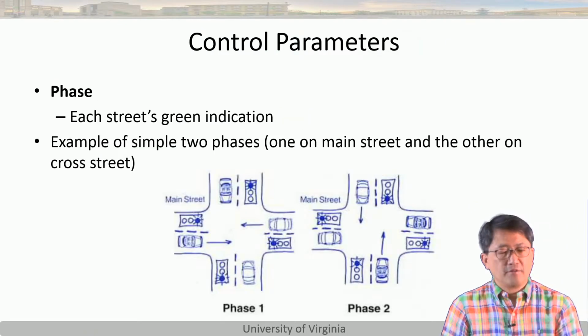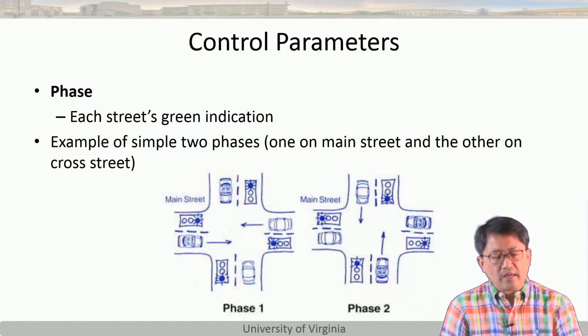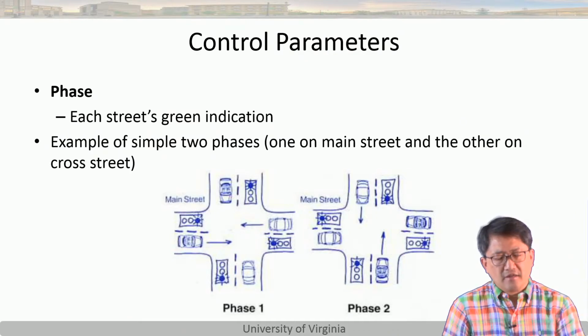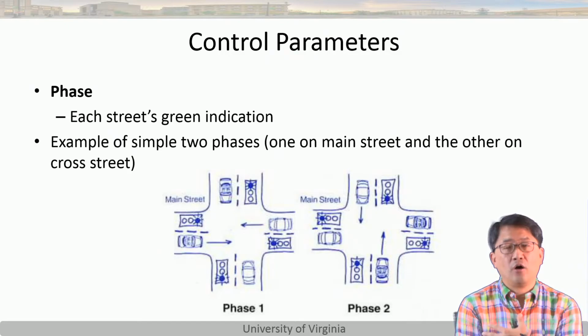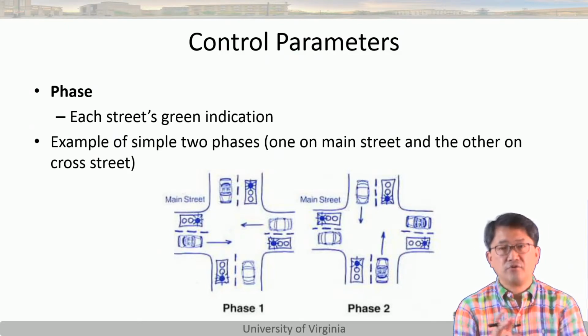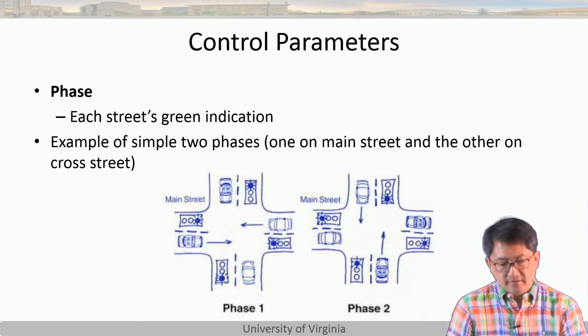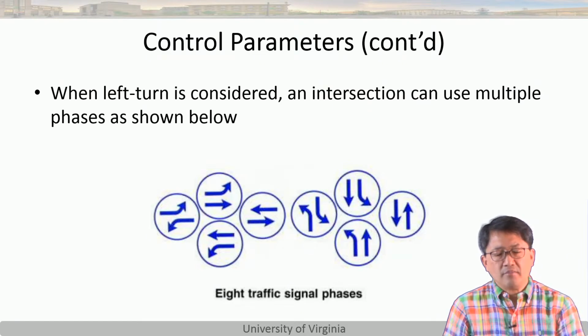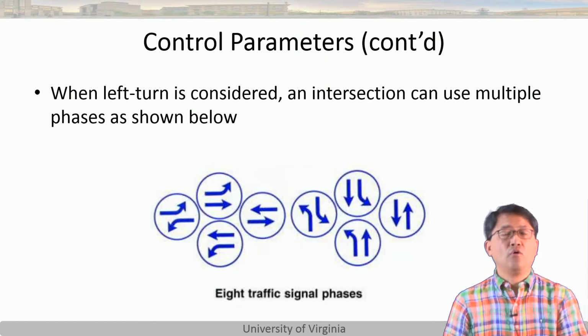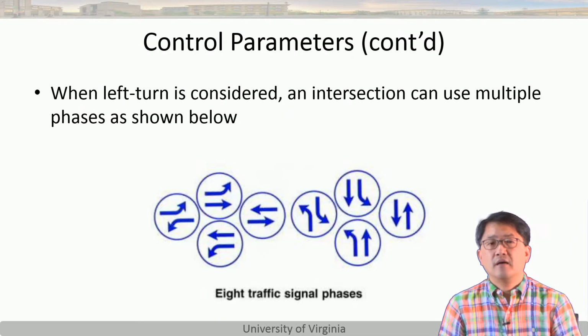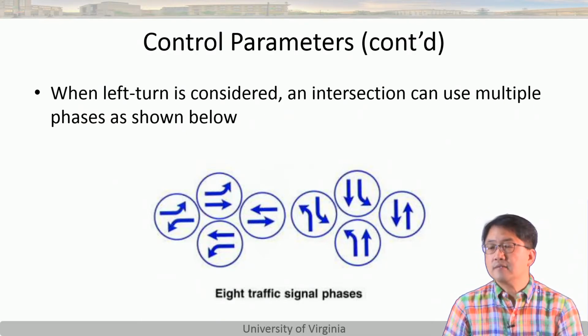Okay, so phase is very easy. It is an indication of the concurrent green indications. This is a simple two-phase case. When you have two phases, usually the main street greens are on, and then in the second phase, the cross street greens are on. Fairly easy. Left-turn treatment is kind of interesting. I don't know how much you understand this. Treatment of left turns is important.